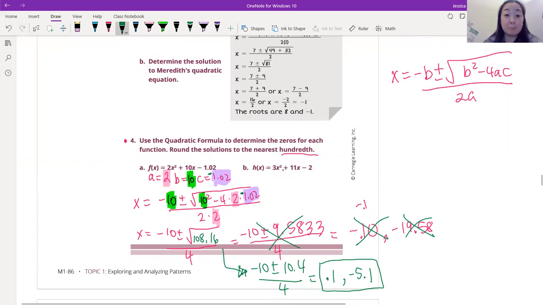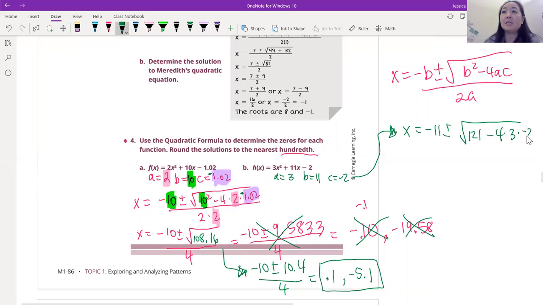Actually, if you guys want to try this one, try B. Let's do it right this time. So our A is going to be, so do it first, pause it. And then we got C is equal to, I'm not going to forget this time, negative 2. So x equals negative 11 plus or minus the square root of b squared, 11 squared, which is 121, minus 4 times a times c, all over 2 times a. This is what I like to do.